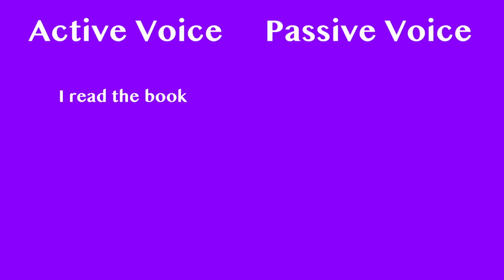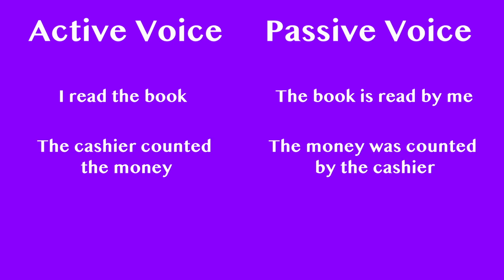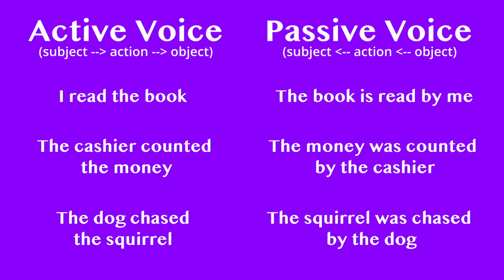The regular flow usually goes like this. I read the book, the book is read by me. The cashier counted the money, the money was counted by the cashier. The dog chased the squirrel, the squirrel was chased by the dog. The sentences on the left follow the structure subject, verb, object, which means that the subject is performing an action on the object. The structure on the right says the opposite. The object has the action performed on it by the subject. The sentences still have the same meanings, but what we choose to focus on is different.